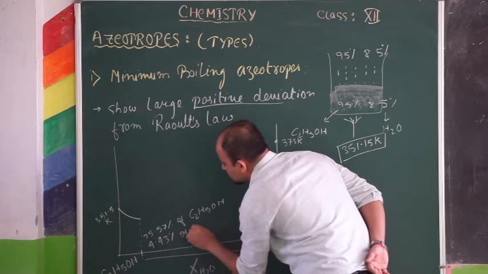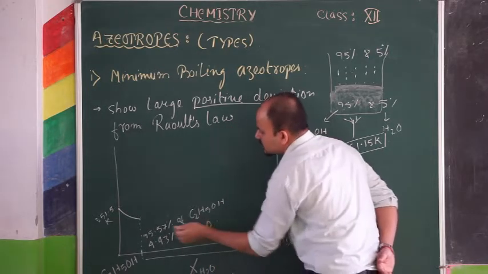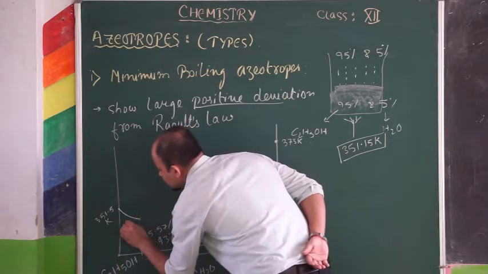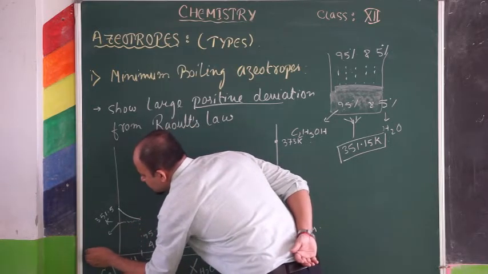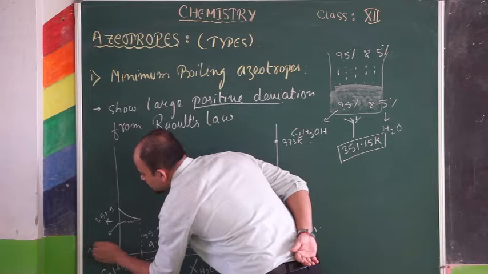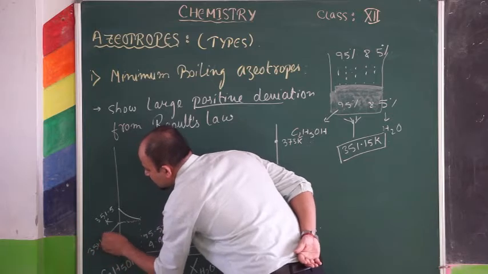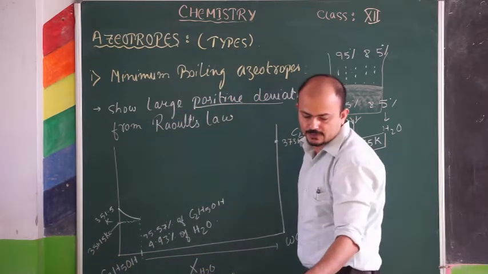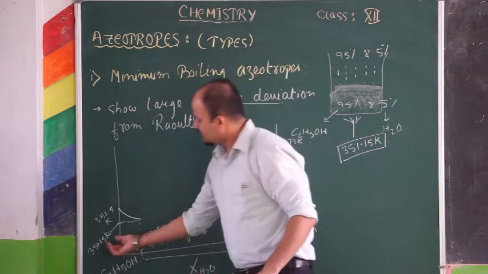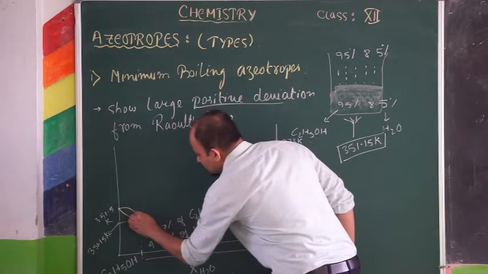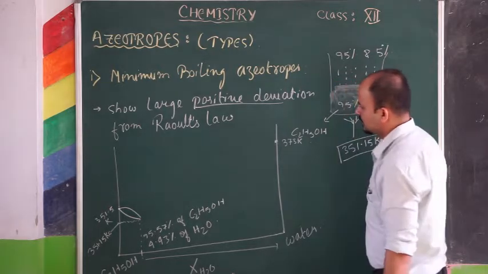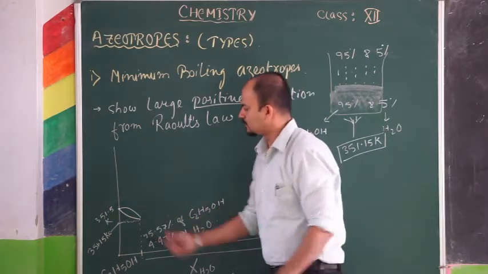and 4.43% of water molecule. This temperature corresponds to the azeotrope's boiling point, that is 351.15 Kelvin. At this particular temperature, the liquid starts boiling. Not a liquid, the mixture of the liquid.